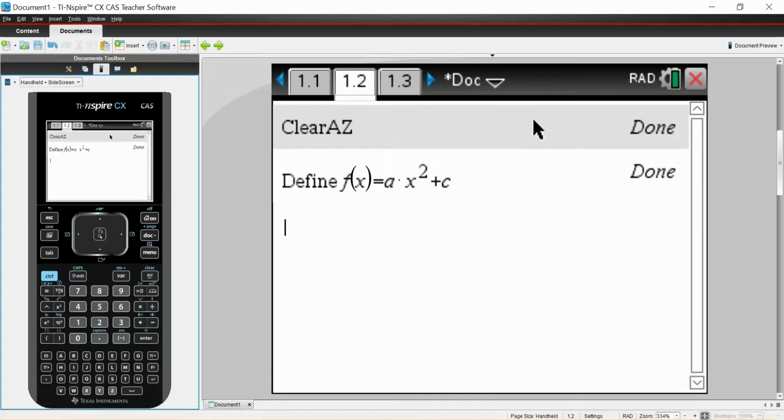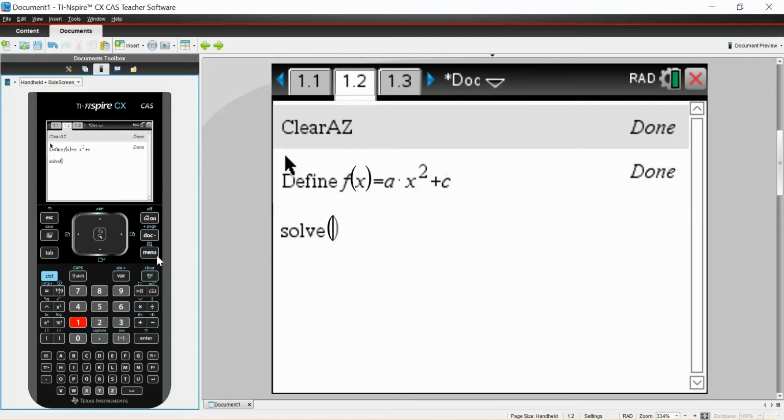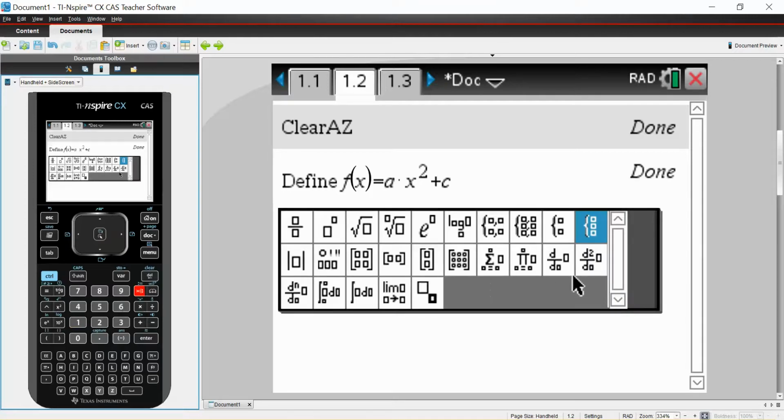Now the benefit of doing f of x is that we're now going to do solve. So we're going to go to menu, 3 algebra, solve. Okay, so 1, solve. And we're going to go to this button here in between 9 and the book. And these are the common uses.